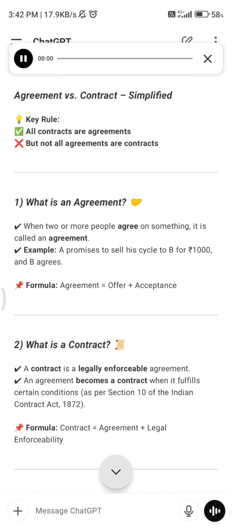Agreement versus contract, simplified. Key rule: all contracts are agreements, but not all agreements are contracts. 1. What is an agreement? When two or more people agree on something, it is called an agreement. Example: A promises to sell his cycle to B for 1,000 and B agrees. Formula: agreement = offer plus acceptance.